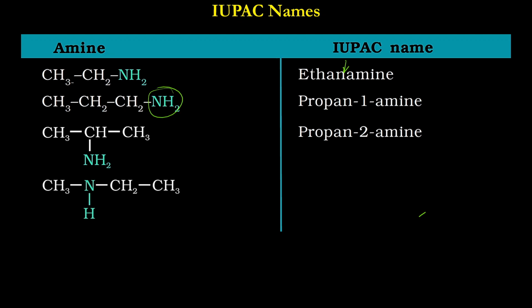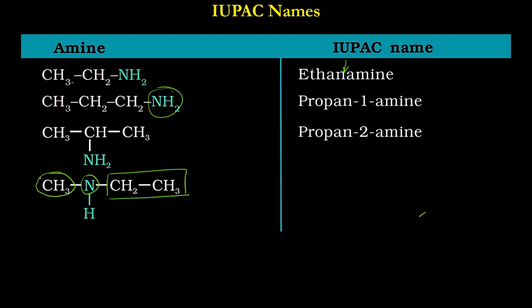Next one. This one is slightly tricky: how we name the secondary and tertiary amines as per IUPAC names. In this case, you will identify the longest chain attached to the nitrogen. The longest chain attached directly to the nitrogen in this secondary amine is this one, so it means this is ethanamine. But the nitrogen also has CH3.